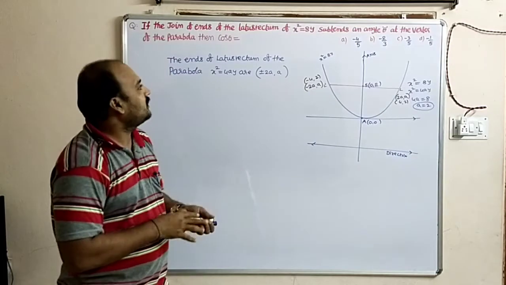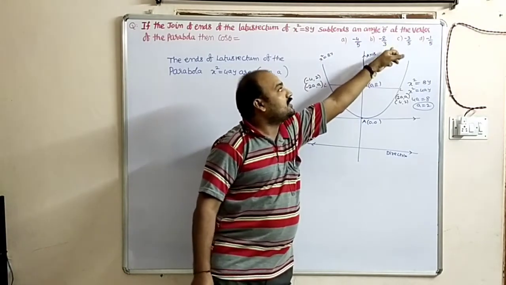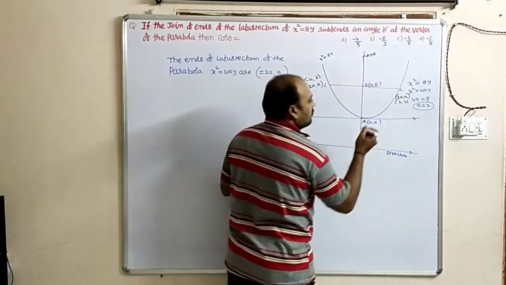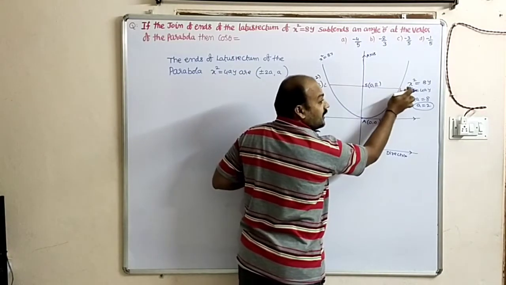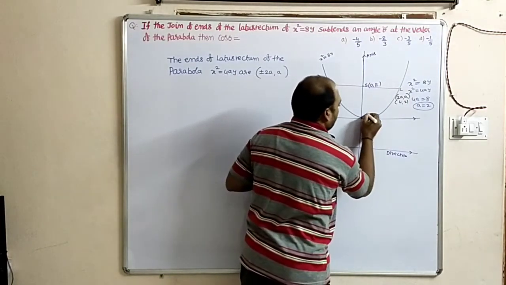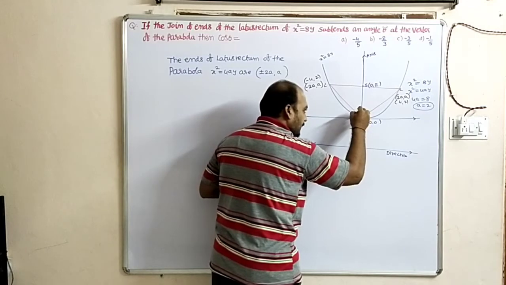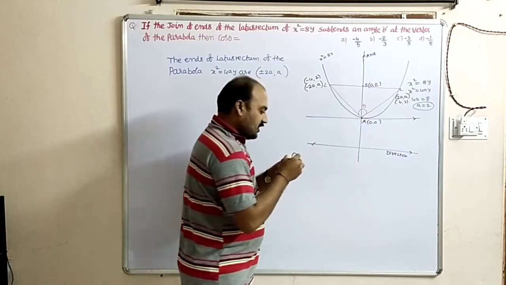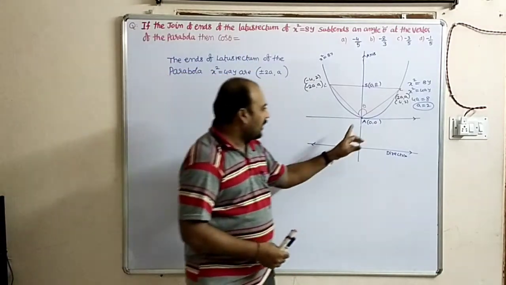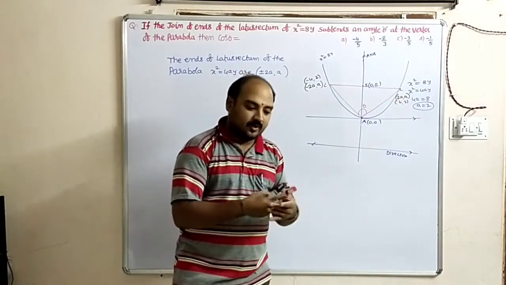After that, come to the question. If the join of ends of the latus rectum of the parabola subtends an angle theta at the vertex of the parabola. So here, the join of vertex and ends of the latus rectum makes an angle theta. They are asking for the cos theta value. So now I am finding the AL and AL dash equations, and after that calculating cos theta, the angle between the lines.